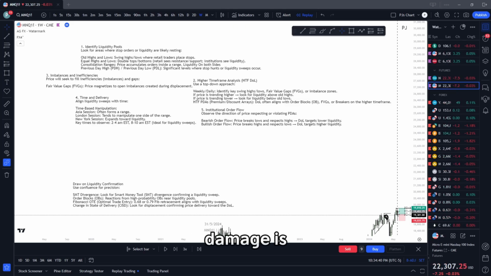Oftentimes, if the damage is done during one session, then the next session won't need to manipulate. On a higher time frame, if the damage is done, the next week won't have to manipulate. That's why in that one example, I didn't need to manipulate past the previous week low, because a high time frame order block had been set into place inside of our internal fair value gap on the weekly, which then delivered a rejection block, which then delivered an order block into our market maker buy model, which then finished off into the buy side liquidity.